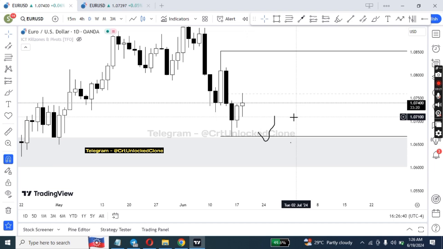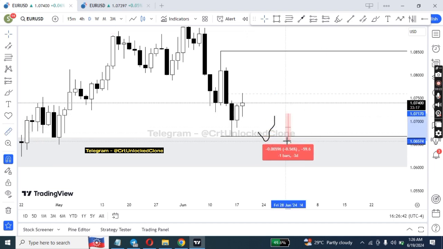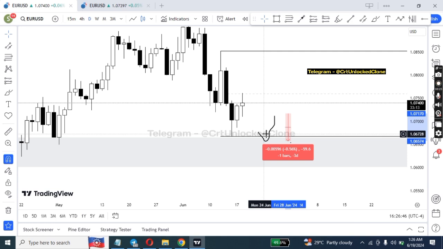If I measure this range right here, you can see that it's almost 60 pips, so it's more than enough, or an adequate amount of pips, to offer you a potential trade idea on the lower time frame, and you can actually be profitable from that reaction, and you would have made money, right?